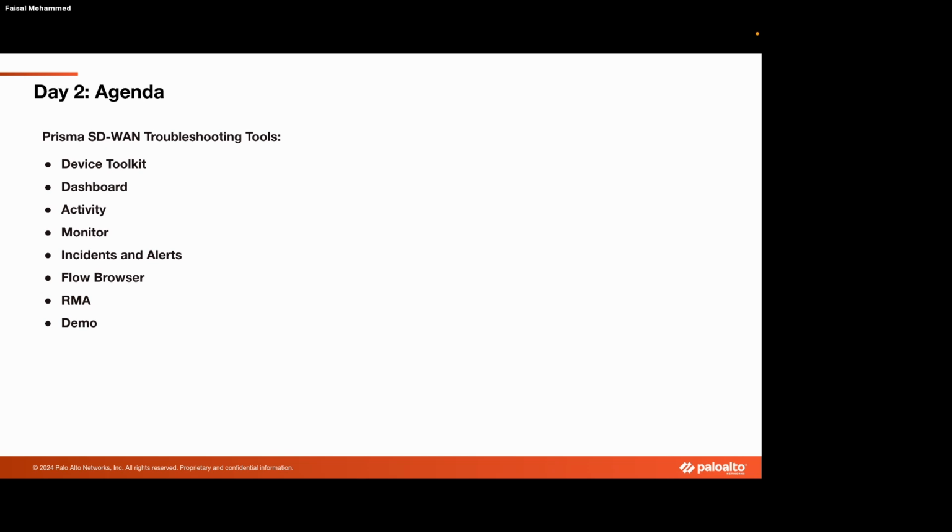So in today's session, we have the device toolkit, which is the CLI interface with which we can fire commands on the Prisma SD-WAN ION box. We have the Strata Cloud Manager UI, which has the dashboard, activity, monitor, incident and alerts, and flow browser. How do you do an RMA, and what is required in terms of a support ticket when you open an RMA support ticket, to share with the tag, so that you have all the information required to quickly get the replacement done. And finally, demo.